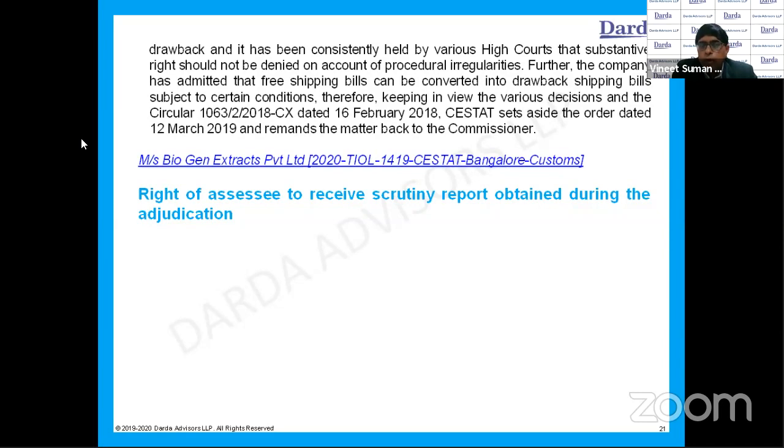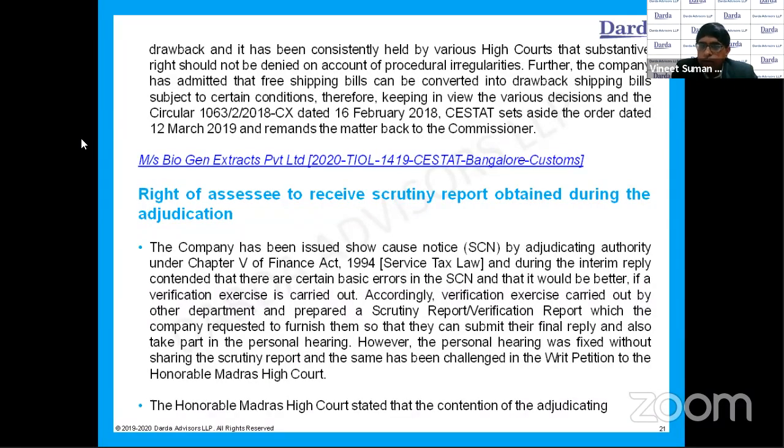The first issue is in the erstwhile service tax judgment, where the show cause notice issued had so many legal and factual errors. So the assessee requested the authority, please verify it and give me the revised SCN and I will reply on it. So the adjudicating authority appointed a verification agency, an independent department, and they gave a scrutiny report. And the request from the assessee is, please give me the scrutiny report so that I can give you a reply from my side. And they declined it.